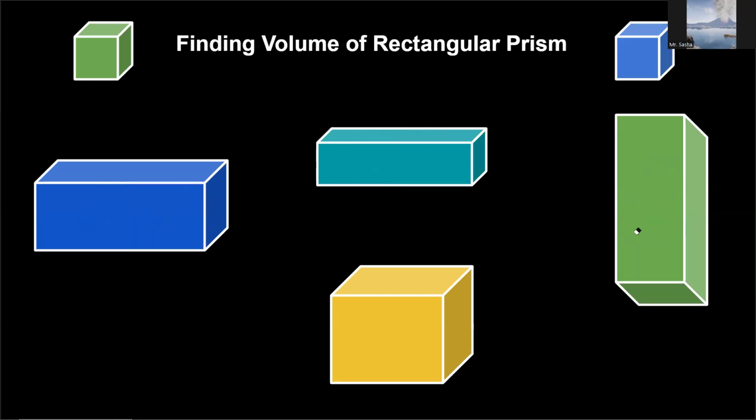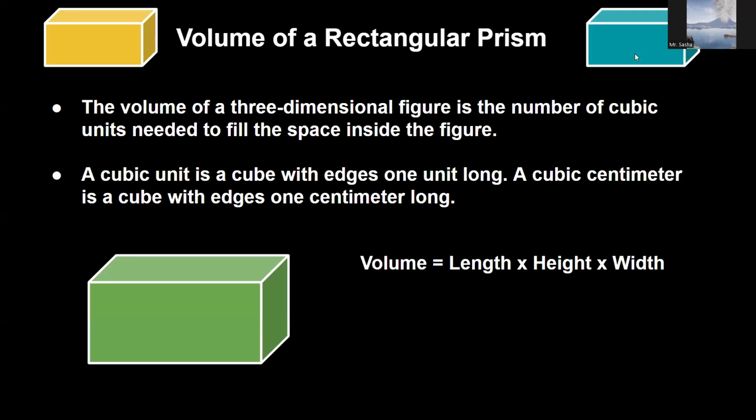Now let's get started. Let's move on to the next slide. So we're going to be learning how to solve for the volume of a rectangular prism. The volume of a three-dimensional figure is the number of cubic units needed to fill the space inside the figure. A cubic unit is a cube with edges 1 unit long. A cubic centimeter is a cube with edges 1 centimeter long. Now you know what a centimeter is. It's like a small line.